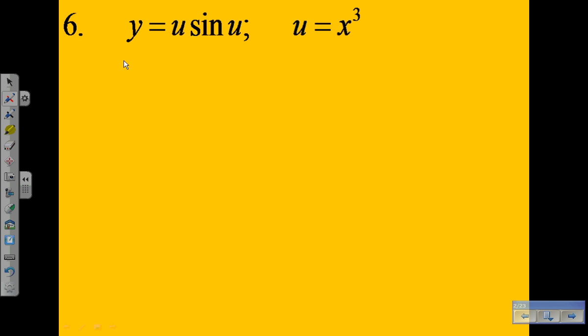Y equals u sine u, and u is x cubed. They actually do this in your homework. They start off like this to get you used to the idea. It's 2 derivatives multiplied together. The actual equation, I hope you know, is y equals x cubed sine of x cubed.